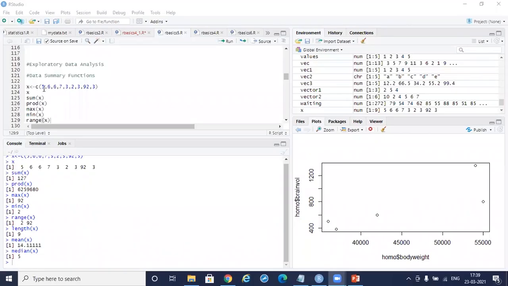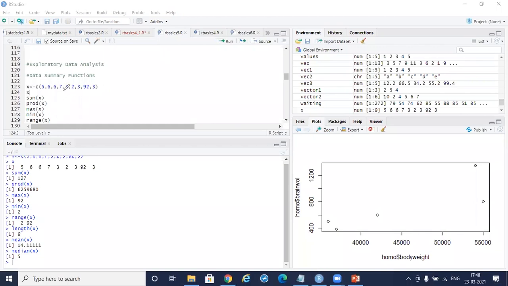Now here, suppose I want to say what is the median of this data. It is showing you the median of this data is 5. Because the total number of values is 9 here, it puts all the data in ascending order first, then calculates it.